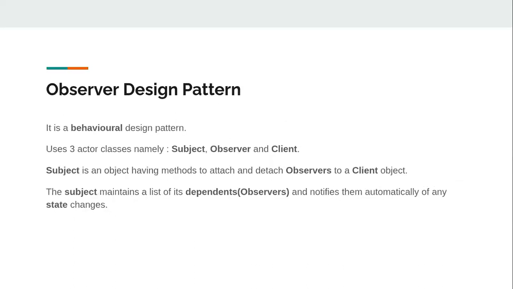Now let's move forward. Remember, we said that most of these state management tools are built on top of the observer design pattern. The observer design pattern belongs to one of the 3 categories of design patterns, which is the behavioral design pattern. Now, in the observer, you have 3 actors. You have the subject, which is an object having methods to attach and detach observers.